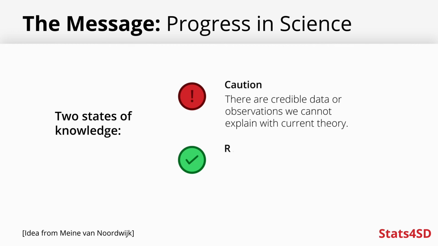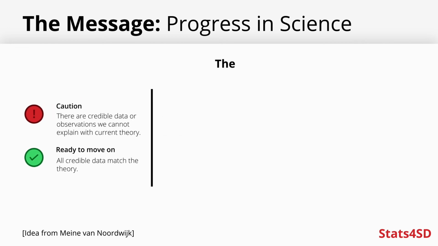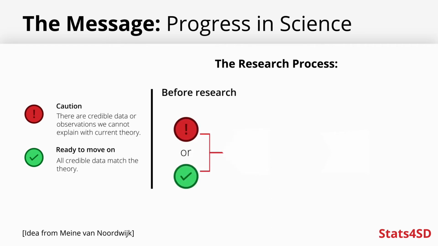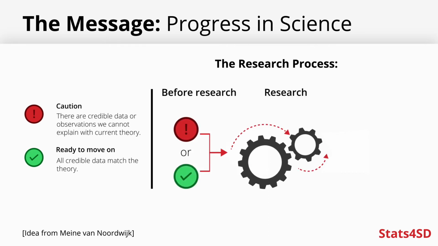The green circle is the alternative. We have a theory or explanation for what we observe. We understand what is happening and there are no surprises. Now think of the research process. For your topic, you start in the green or red state, you do your research, and you end up in a green or red state.